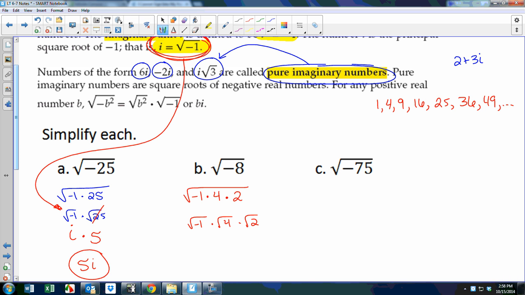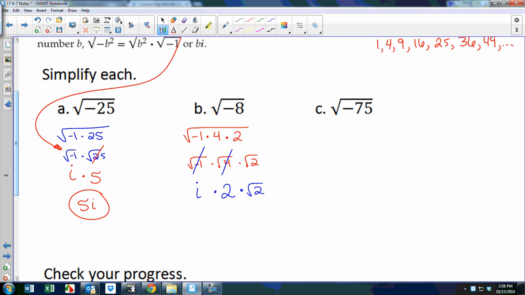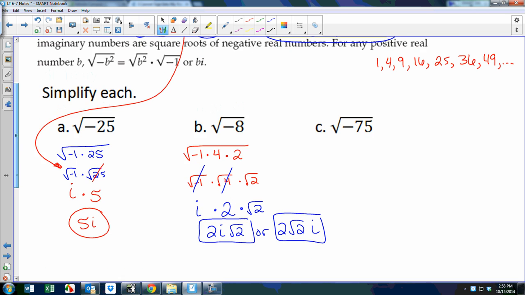And then reduce each. The square root of 4 is 2. The square root of negative 1 we just learned is defined as the letter i. And the square root of 2 can't be reduced, so it's the square root of 2. So the final answer is 2i square roots of 2, or you may see it written this way as 2 square roots of 2i. Just make sure if you write it the second way that the i is not under the square root. That's another pure imaginary number.